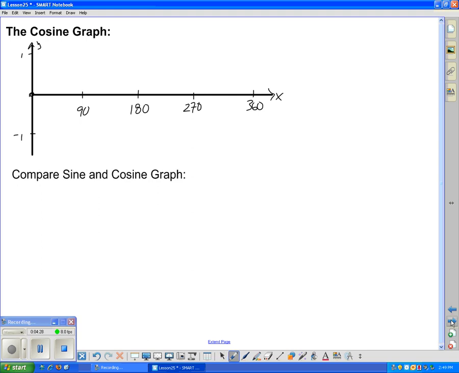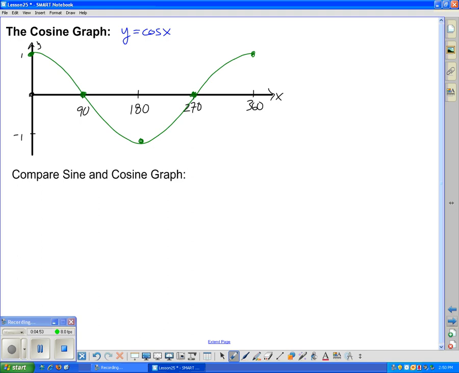Cos of 0 is 1. I guess I'll put the equation up here: y equals cos x. Cos of 90 is 0. Cos of 180 is -1. Cos of 270 is 0. Cos of 360 is 1. Once you have your key points, you can connect a nice smooth curve through all of them. It has amplitude because there's crests and troughs.